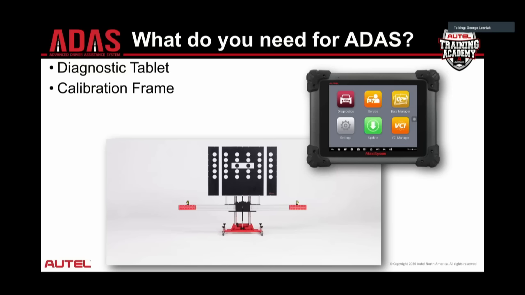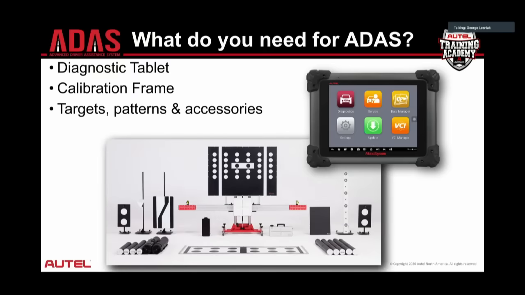Our calibration frame just happens to be built to work with a wide variety of OEM calibration targets, patterns, and other calibration accessories. Speaking of which, then you need all the different targets, patterns, and accessories for the different types of calibrations you wish to perform. Now, here's another area where there really is no consistency among the OEMs. As you get into ADAS calibrations, you'll notice that many of the targets for forward-facing camera calibration look very much the same. It's just that they're different sizes.